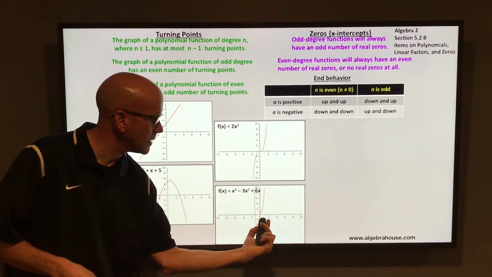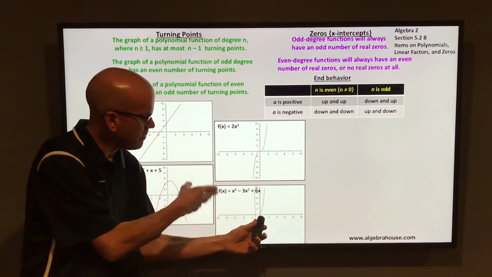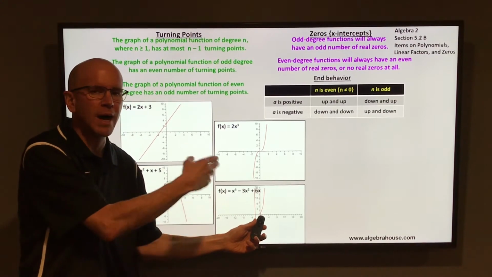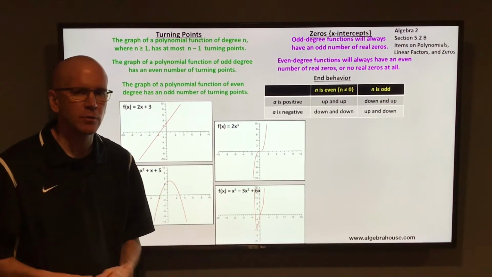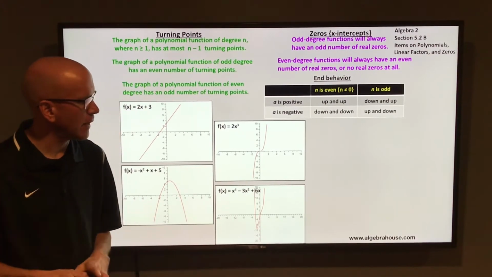That is not a turning point that we're looking at right there, that is not a turning point. A turning point is where the y values completely reverse and go in the other direction. So be careful when you're picking out the turning points. There is just one turning point on that one.